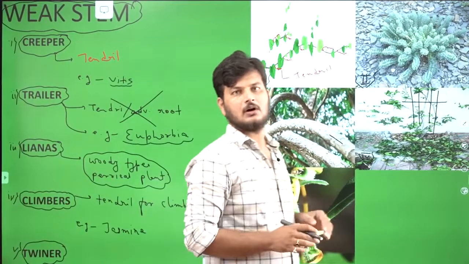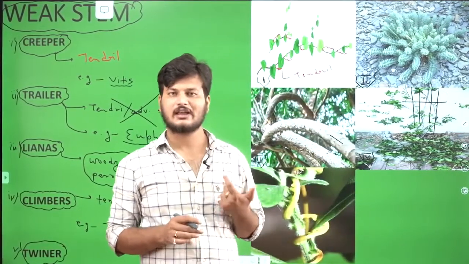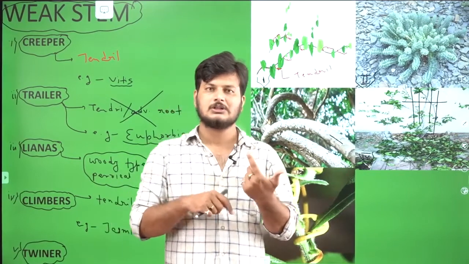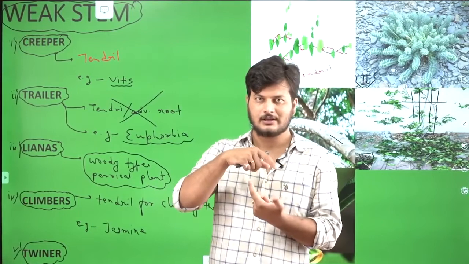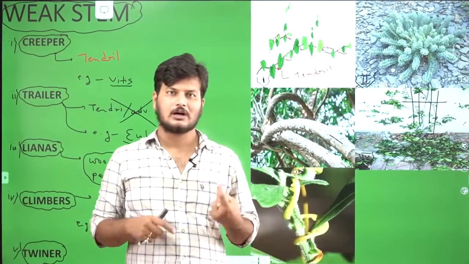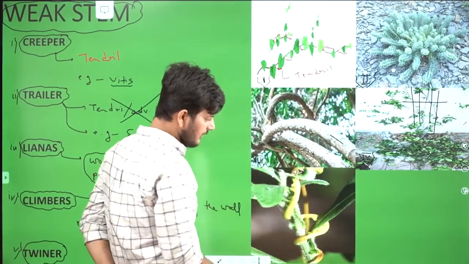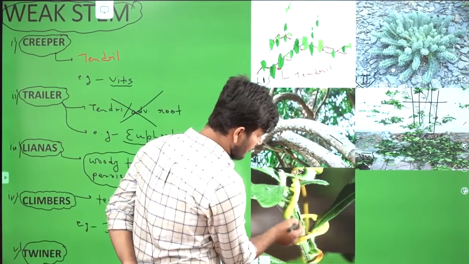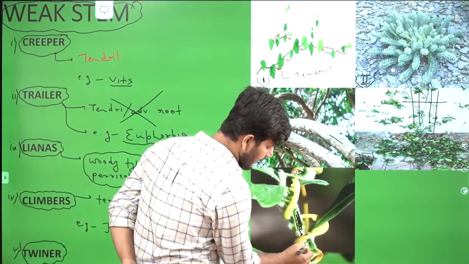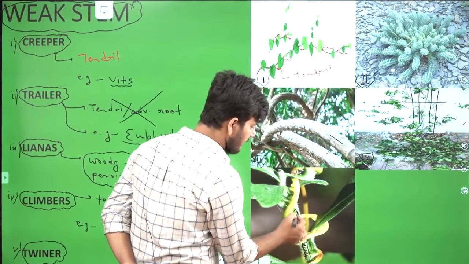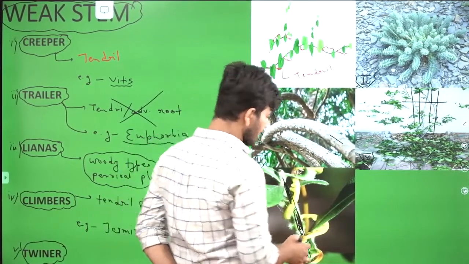climbing the wall or climbing vertically, but it has a characteristic phenomenon of twinning around a special structure. Actually, it coils or rounds itself around a special type of support. Here, the support is like this. This one is the support of a plant. I am doing it in black color. This one is the support. And around the support there is a plant here.